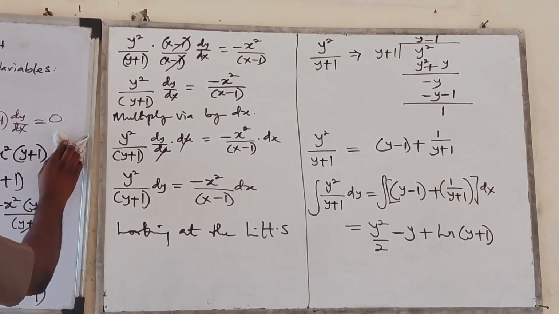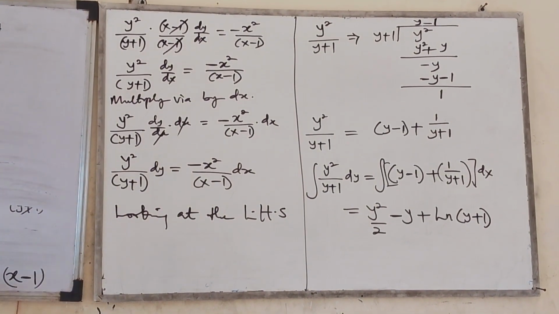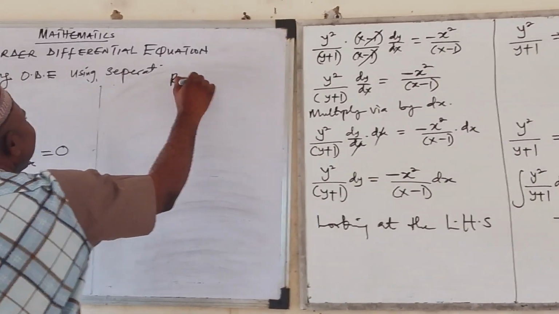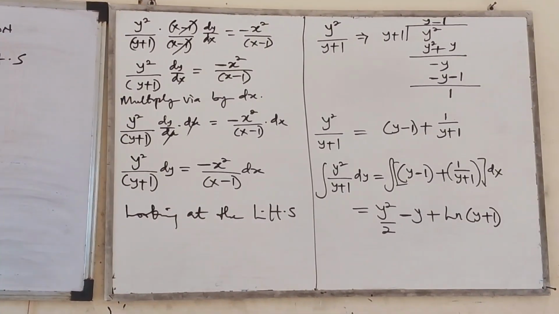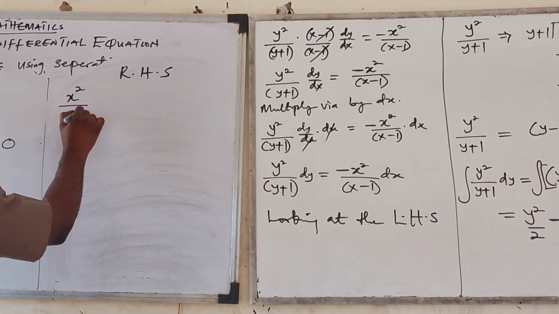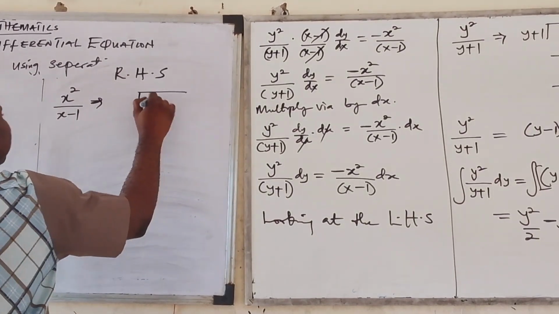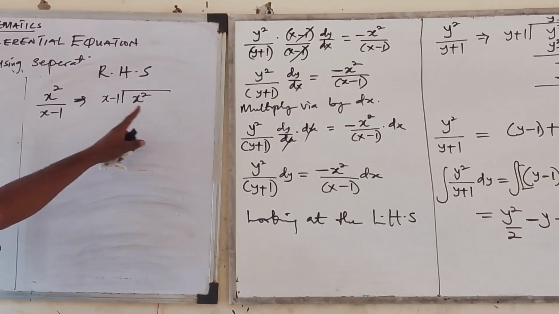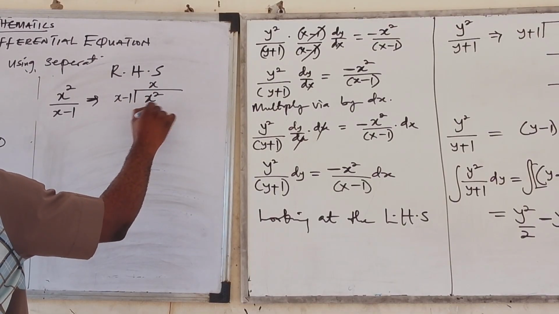So this is for the left hand side. Now let's look at the right hand side. Now for the right hand side, we have minus x squared all over x minus 1. So let's just pick x squared all over x minus 1. And of course, this is the same thing as saying x squared divided by x minus 1. So x into x squared is x. x times x is x squared.